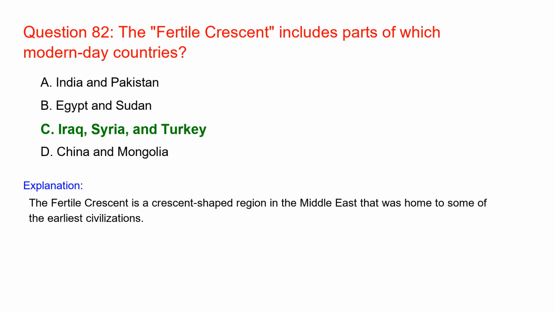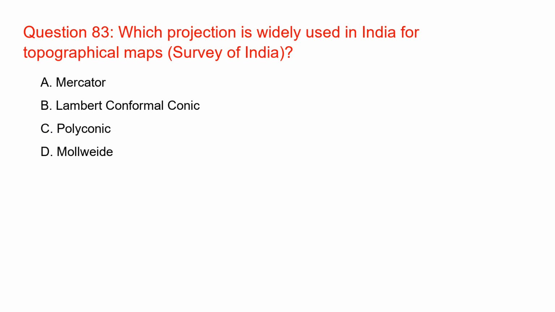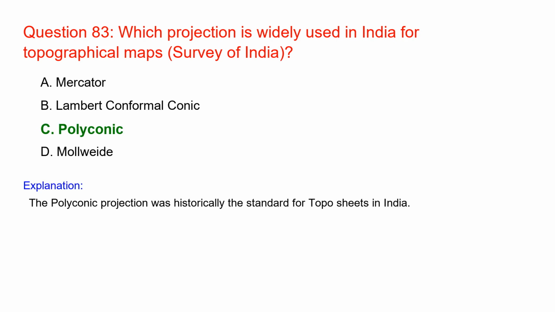Which projection is widely used in India for topographical maps? Polyconic. The polyconic projection was historically the standard for topo sheets in India.